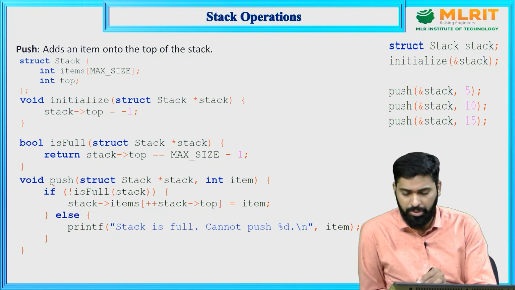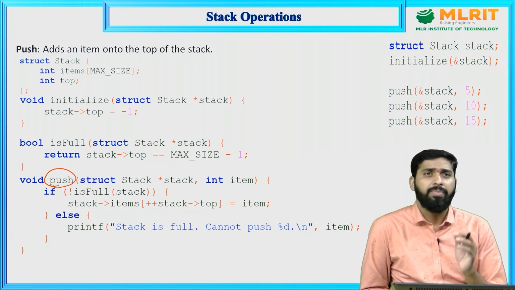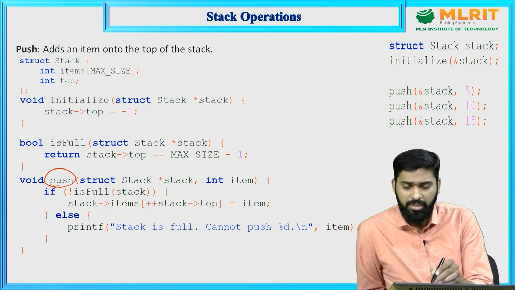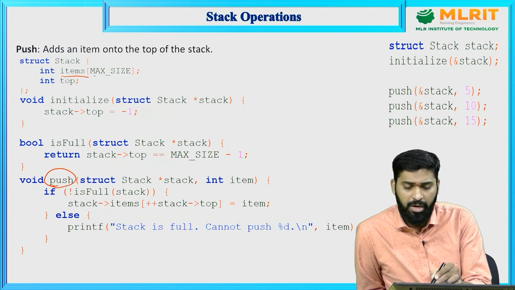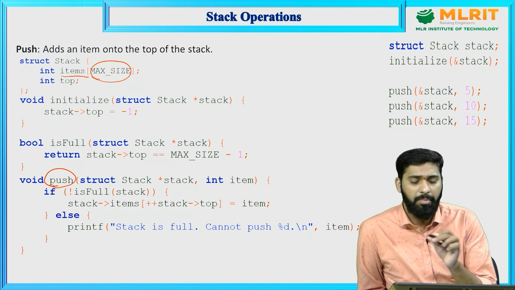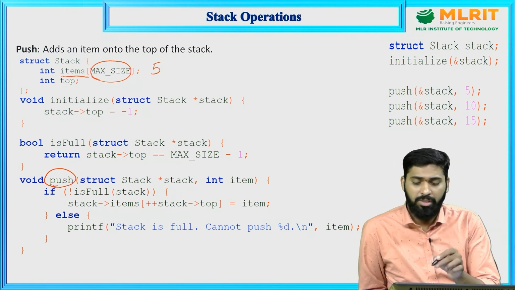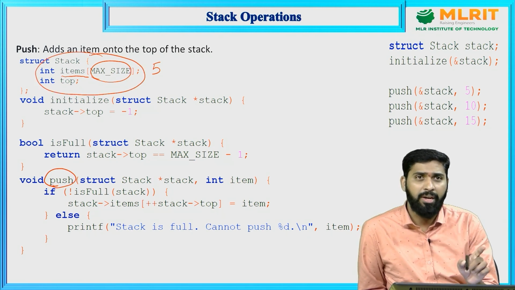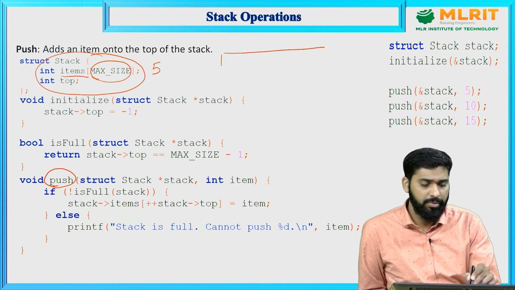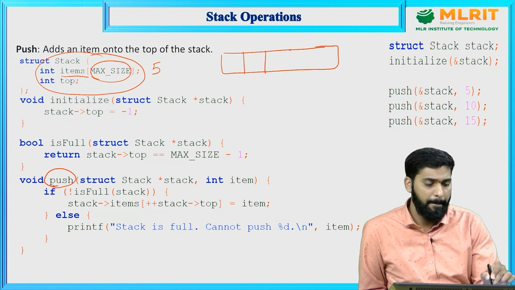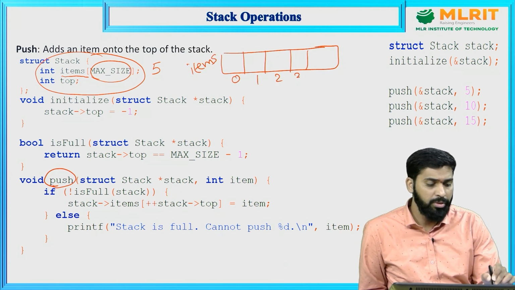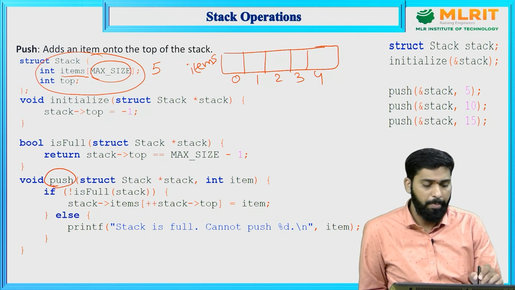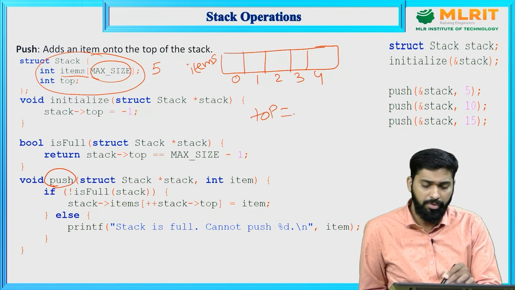The implementation of operations. First one is push. Here we are taking the stack as a structure. Here these are the stack items and here the maximum size. In our example we consider this as 5. So, this is the stack structure. It contains two items: one is the array items of 5, and let us assume this is the items array with indexes 0, 1, 2, 3, 4, and the top equals to, initially, -1.